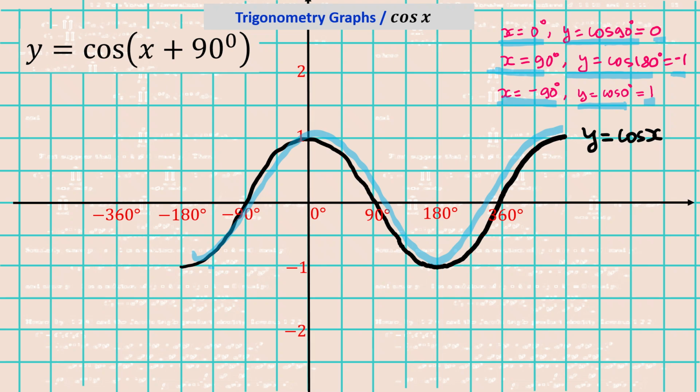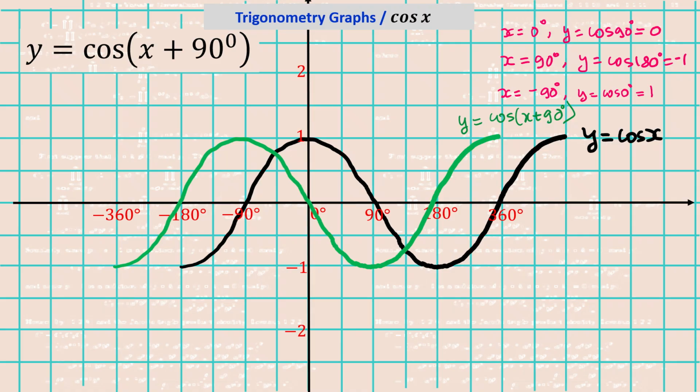this line, how is it going to move? So what you see is you have these 3 points. So what you realize is the graph is actually going to shift left. So that is what it would look like, y equals cos (x plus 90 degrees).